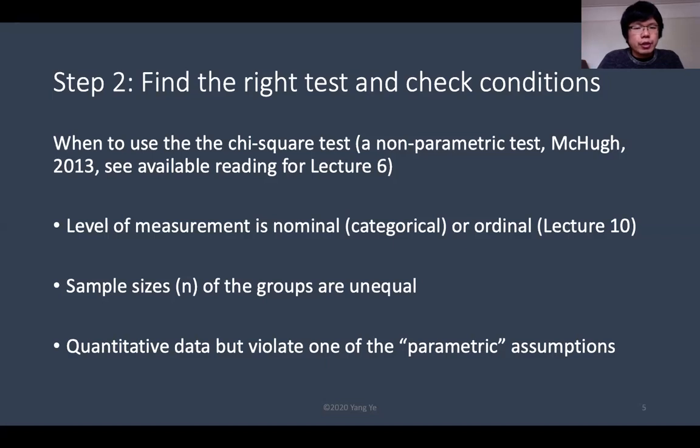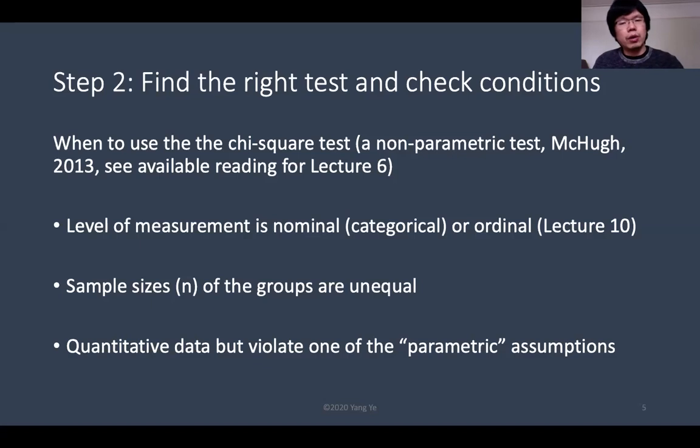So the general condition for running a chi-square test is, first of all, the level of measurement needs to be nominal, or in other words, categorical, or sometimes it can be ordinal. We haven't addressed the level of measurement issue yet, but ordinal is just quantitative data that only contains order information. So 3 is larger than 2, but it's not interval or ratio yet. Ordinal data only contains information about order, but it's quantitative. Sample sizes of the groups can be unequal.